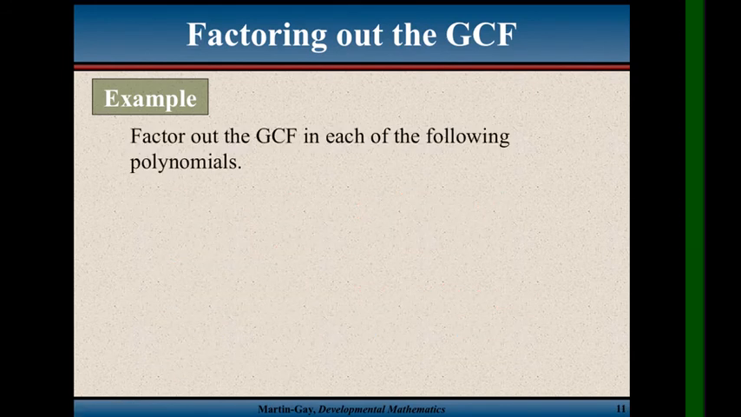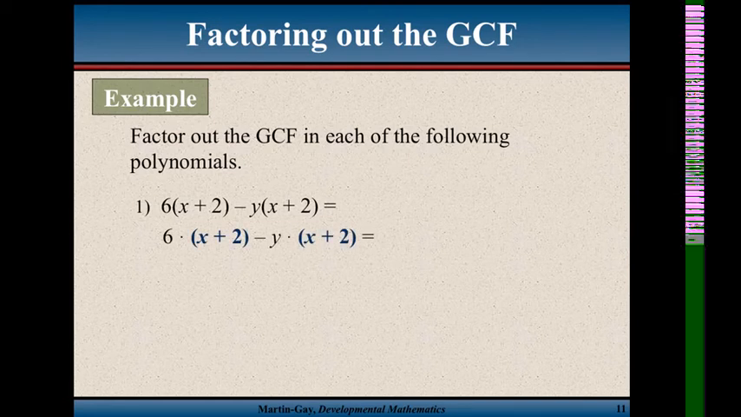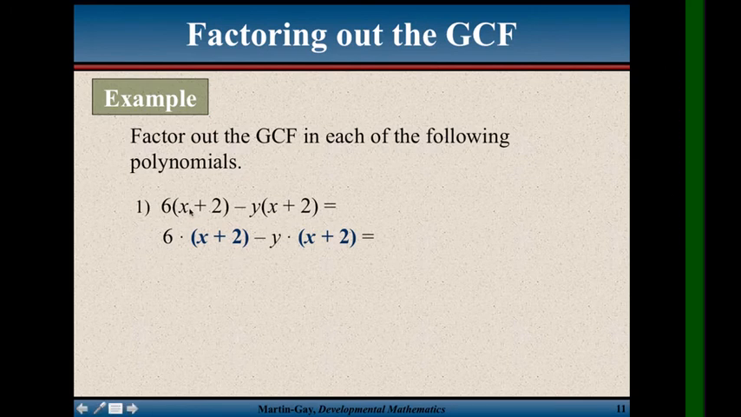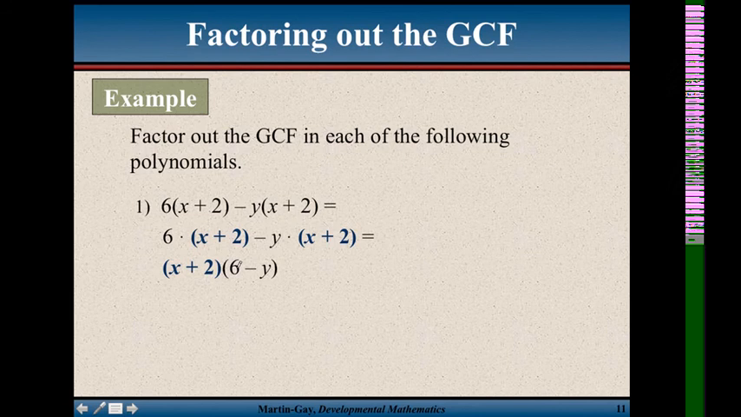Now factor out the GCF in each of the following polynomials. So we have 6 quantity x plus 2 minus y quantity x plus 2. So first thing to do is, of course, obviously, the GCF of the two terms is x plus 2 and x plus 2. That's the GCF. So we just combine them. Then we will combine 6 and negative y. So that's 6 minus y. And the GCF is x plus 2.